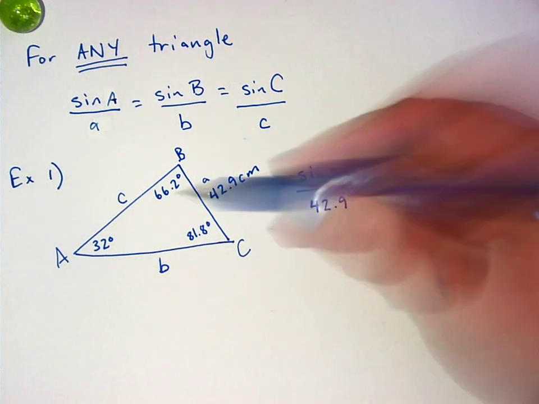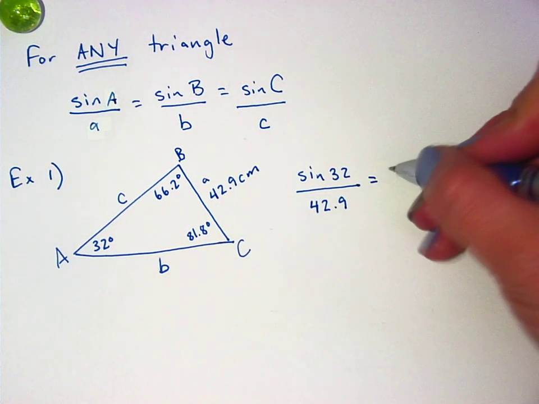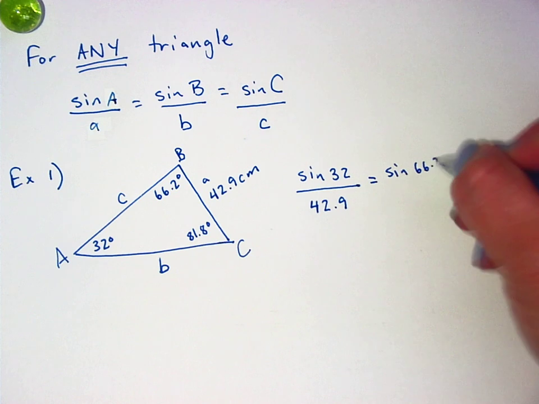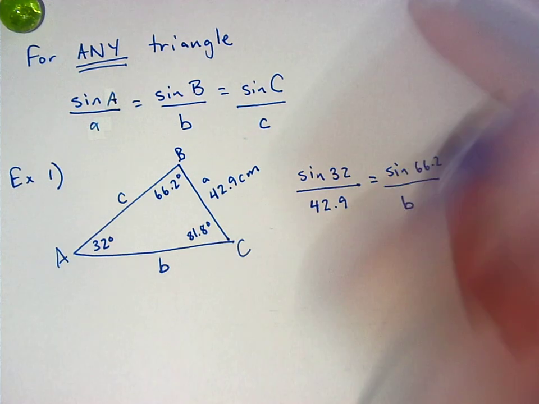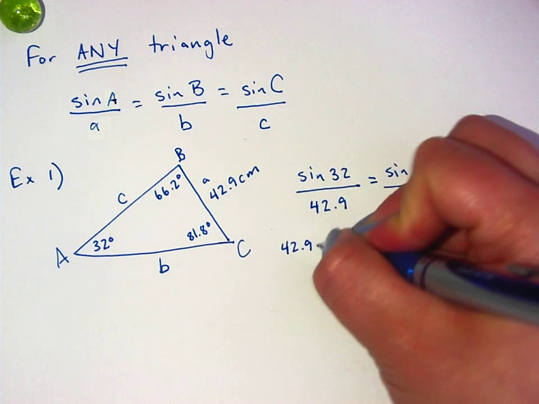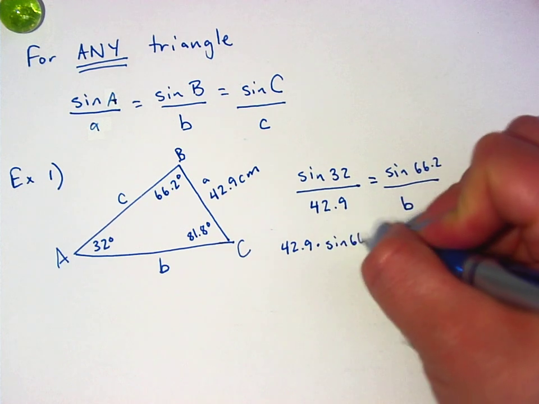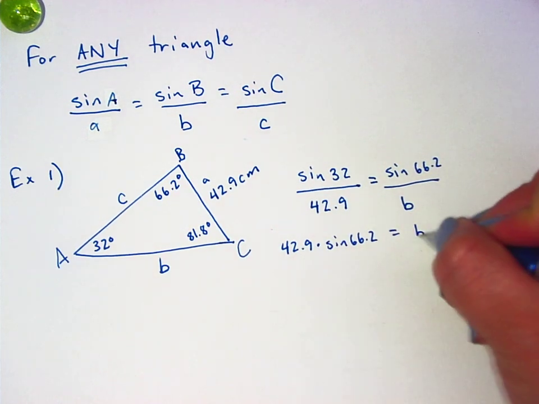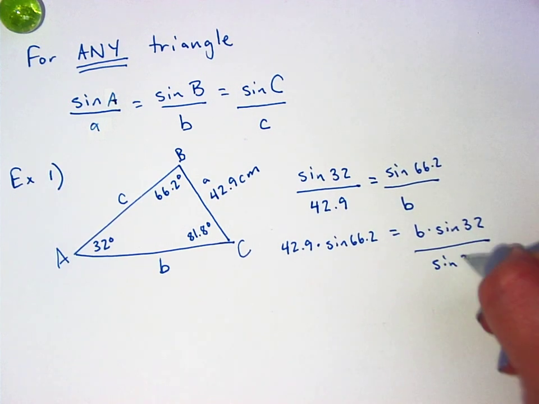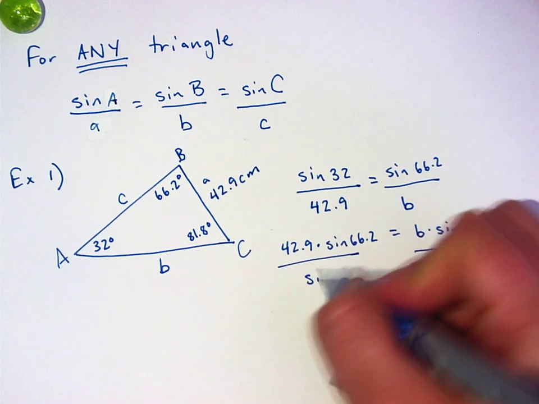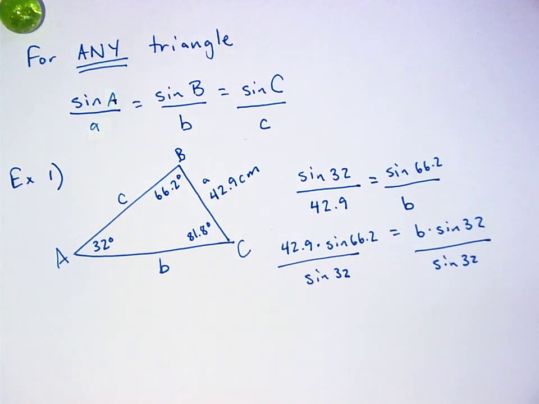So that equals, if I'm trying to find out what this side B is, the sine of 66.2 over little b. Then what? Cross multiply. So you're going to take 42.9 times the sine of 66.2 equals b times sine of 32. And then you're going to divide by the sine of 32 on both sides to get b by itself. Remember that you actually have to figure out what the sine of 66.2 is and the sine of 32 is.